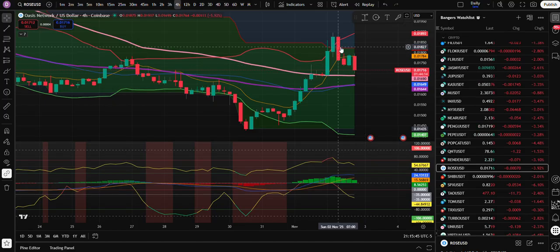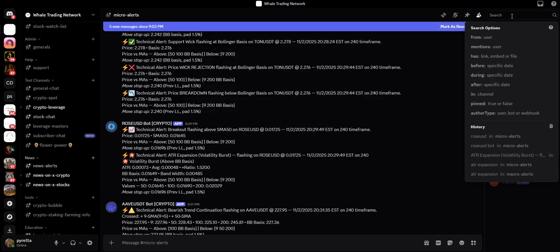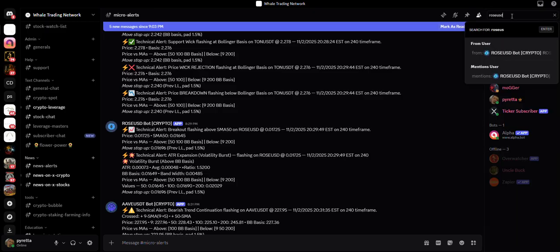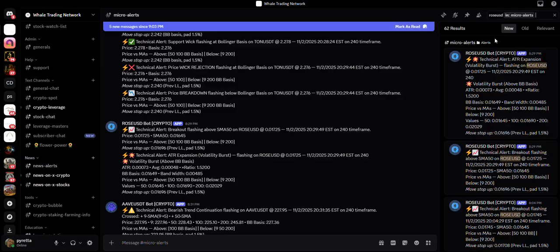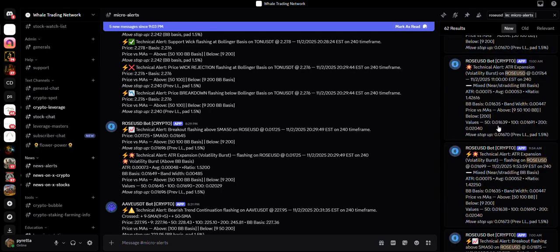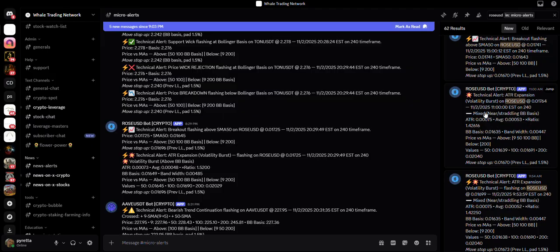So we could take a look at this candle. We could see there's a lot of buying going on here and then a lot of selling. And where it bounced off of that band, came back up, closed around here. So this candle was the 7 o'clock candle. We'll come back here, search for Rose USD in colon, and we're going to pick our micro alert channel. We'll scroll down to that time frame, and here it is right here. Came in at 10 a.m. on the 7 o'clock candle.